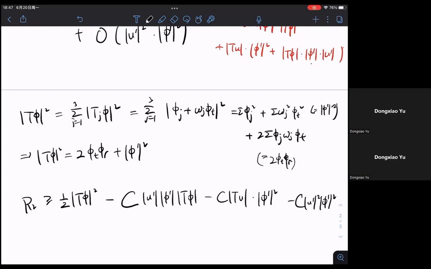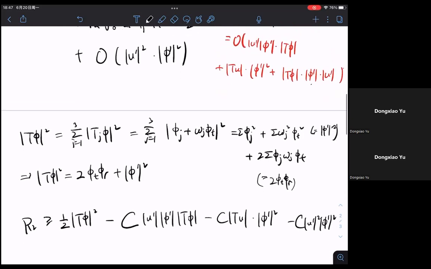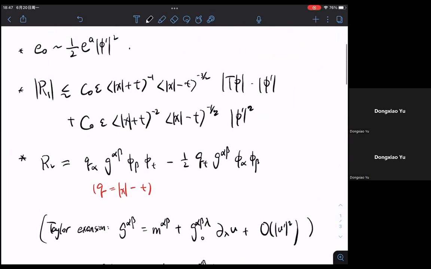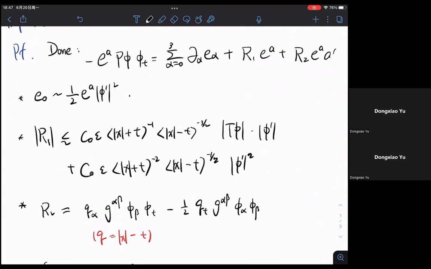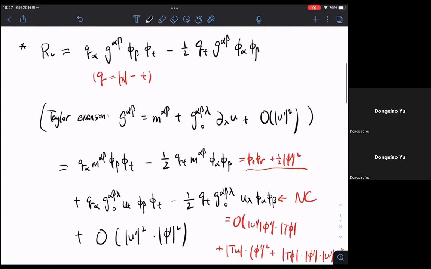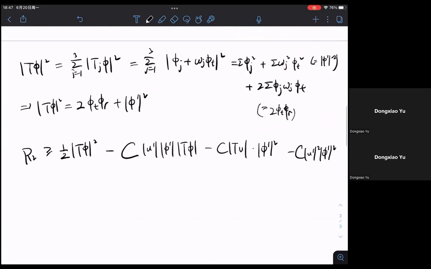Okay. So I have a lower bound here for this R2. And remember that my R1 has X plus T and X minus T here. So I would like to do the same thing here. I can use the known bounds for U to replace this U prime, T U, and U prime square with the term we like, with some bounds involving X and T. So this is something I need to prove here.